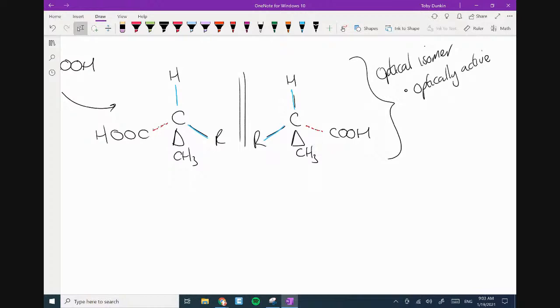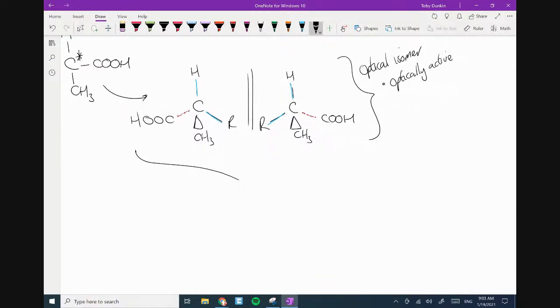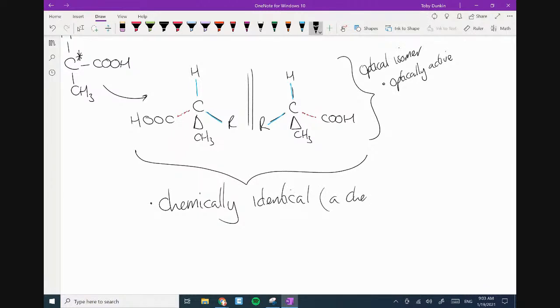So what we now need to realize is some things that are important to know about these molecules. Number one, chemically identical. A chemist couldn't tell them apart. Just to give you a bit more detail.